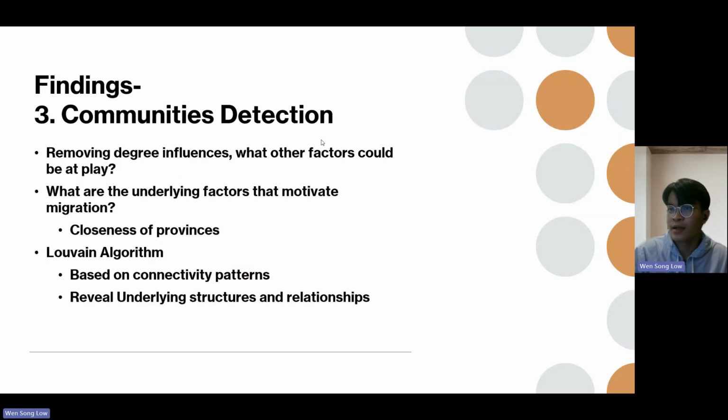Okay, so what is my last finding? My last finding is: if we remove the degree influences, what other factors could be at play? This is basically the climax of my report. I find that maybe it is the closeness of provinces that could influence the migration patterns across the country. By using the Louvain algorithm as a community detection algorithm, I find the underlying structures and relationships based on connectivity patterns alone, without caring about the degree.